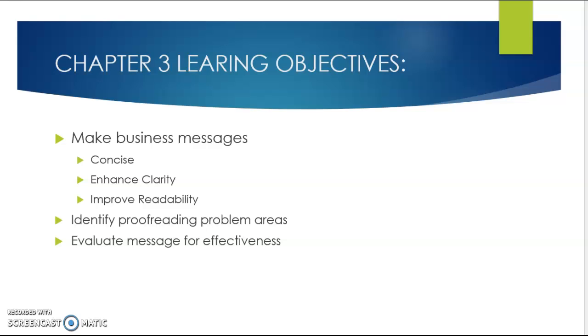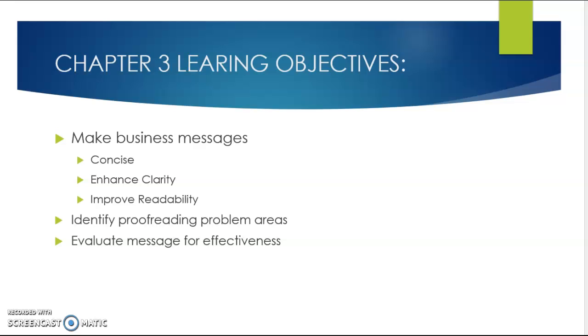All right, chapter talk covering chapter 3. I'm actually going to record this in 2 parts. Our first recording will cover our number 1 objective, making business messages concise, clear, and readable. And then the second of 2 recordings will cover identifying proofreading problem areas and evaluating messages for effectiveness. Okay, so let's do it.